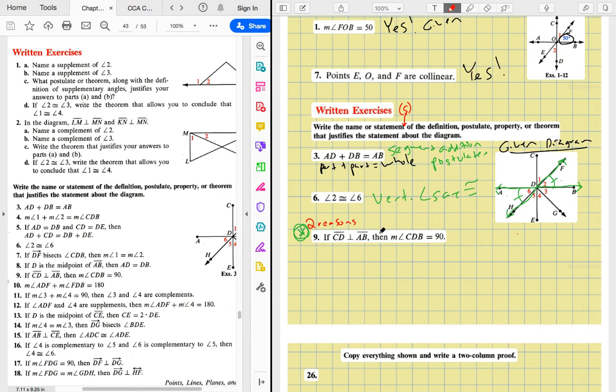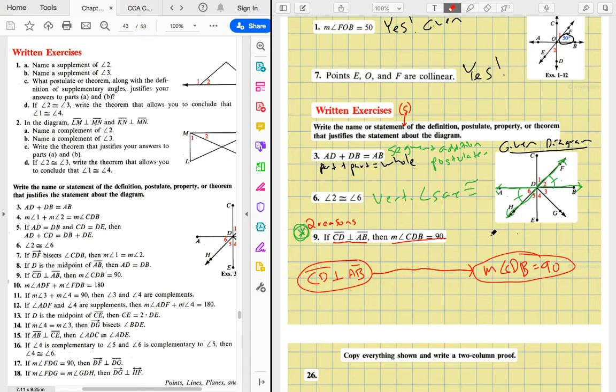Okay, so let's break it down here. We're not pulling out information from the given diagram necessarily because we have a given premise right here. If it's given to us that CD is perpendicular to AB, then we want to make the conclusion that measure of angle CDB equals 90 degrees. That's our goal here, right? If this, then this. The deal is, do we have a reason that goes directly from perpendicular lines to a 90-degree angle, right?